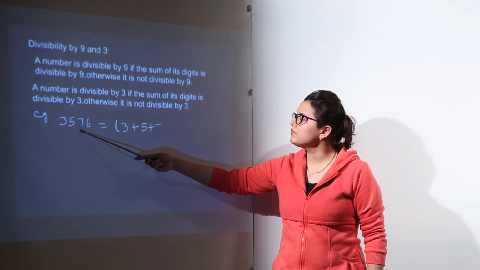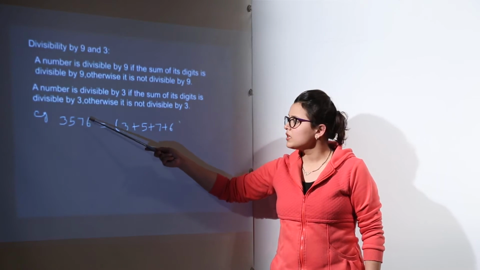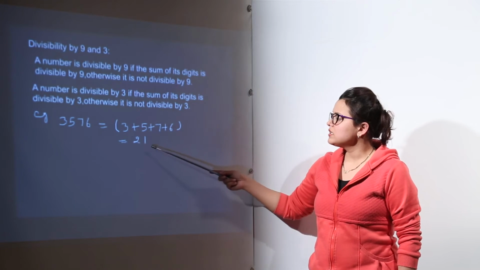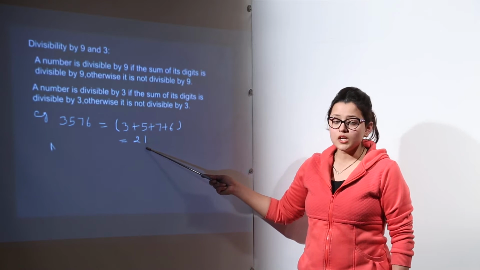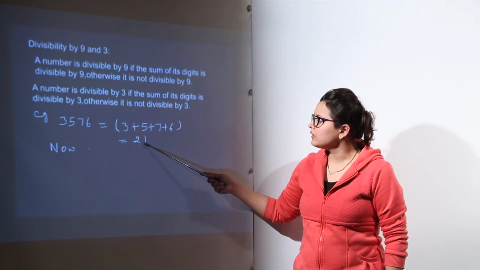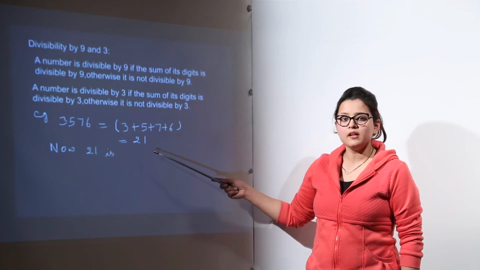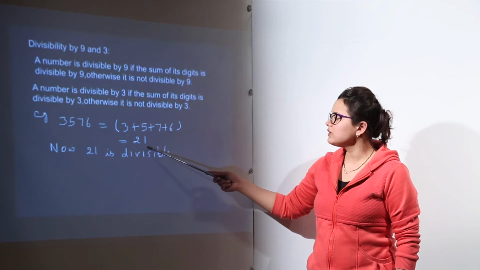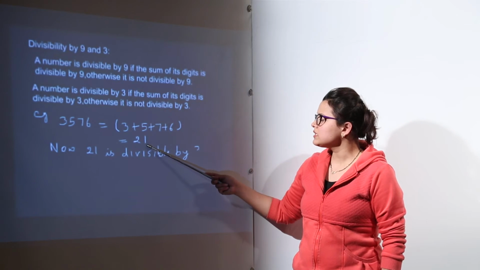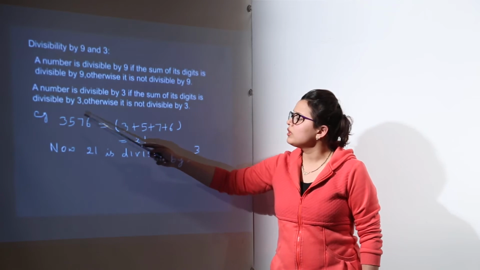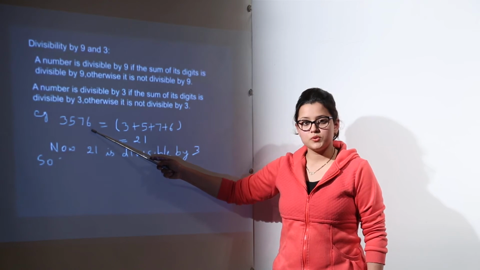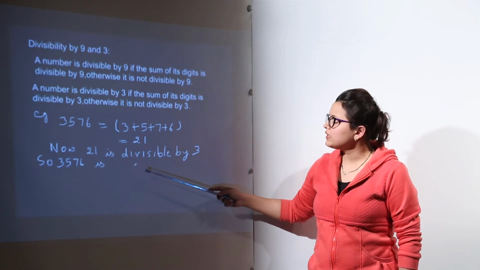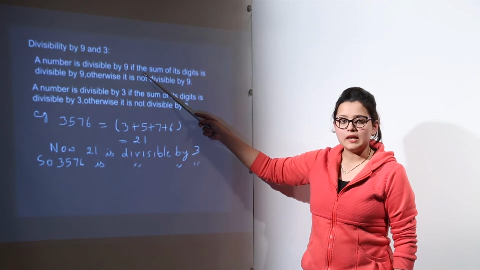For example, 3576 is a number. Just add the digits together: 3 plus 5 plus 7 plus 6. This gives you 21. And you know that 21 is divisible by 3, right? It goes with 3 7s are 21. So you can say that since 21 is divisible by 3, therefore 3576 will also be divisible by 3. Similarly, you can check the number's divisibility by 9 also.